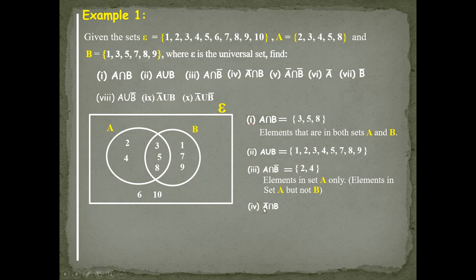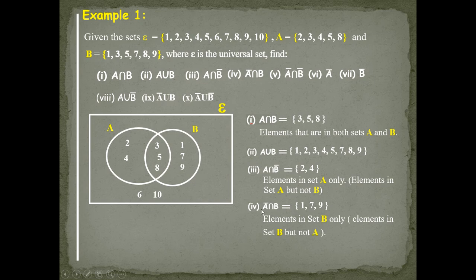Now we have this part, elements that are not in A but in B. We can use the same idea of shading. I will shade outside set A because it is A complement. After I've shaded that, then I will shade set B, and the region that is shaded twice is this, which is the same as B only. So we shall include those elements 1, 7 and 9, elements that are in set B only, elements in set B but not set A.